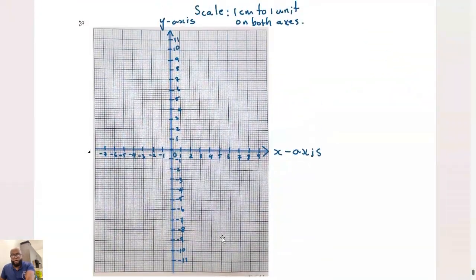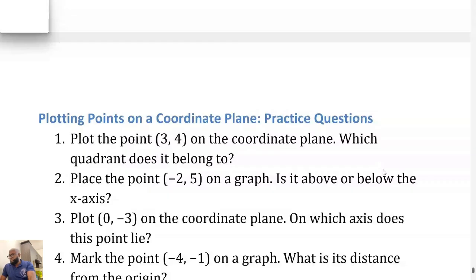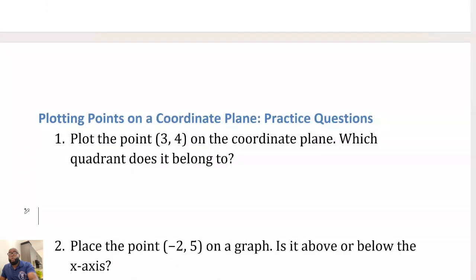So this is how your coordinate plane should be looking, right? We're going to plot points on the coordinate plane. These are practice questions. They said to plot the point 3, 4 on the coordinate plane, and they are also asking us which quadrant it belongs to. So let's plot the point.